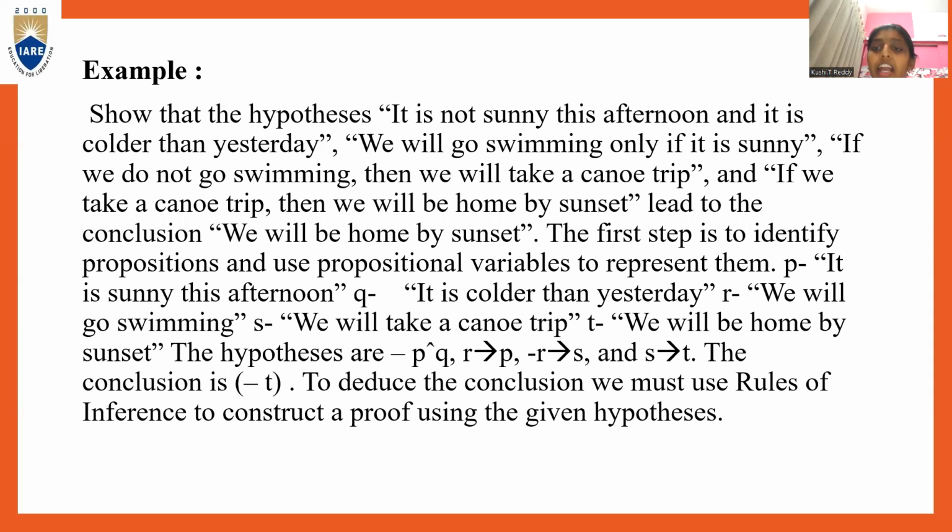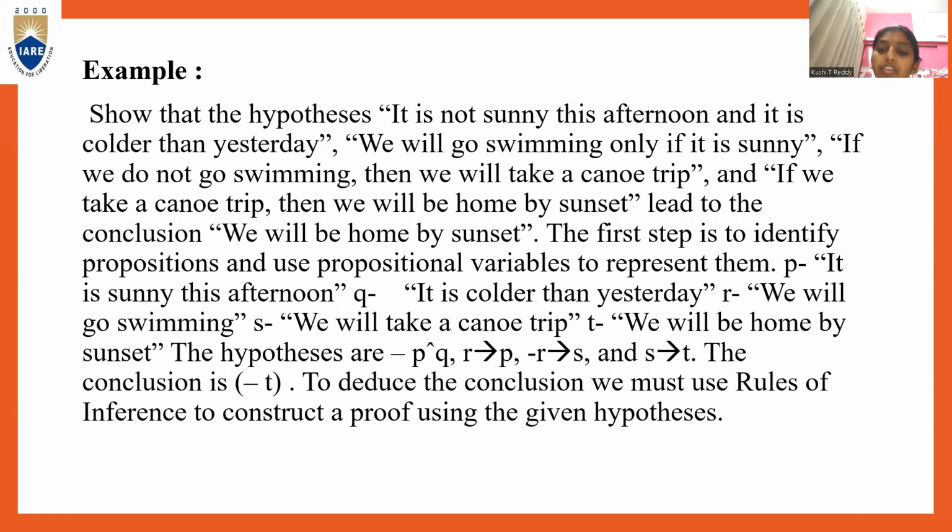So the first step is to identify propositions and use propositional variables to represent them. So P represents it is sunny this afternoon. Q represents it is colder than yesterday. R represents we will go swimming. And S will represent we will take a canoe trip.